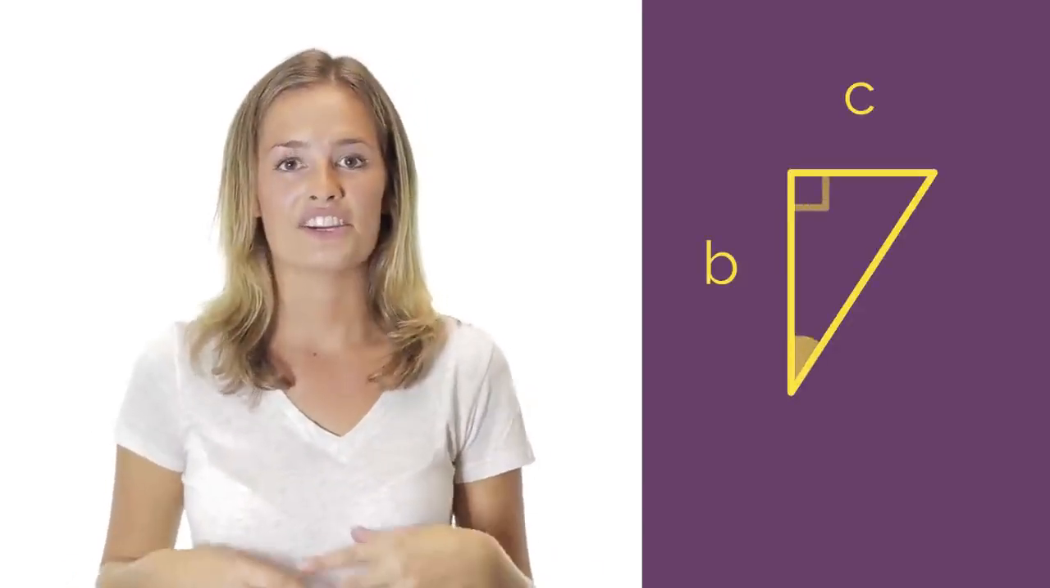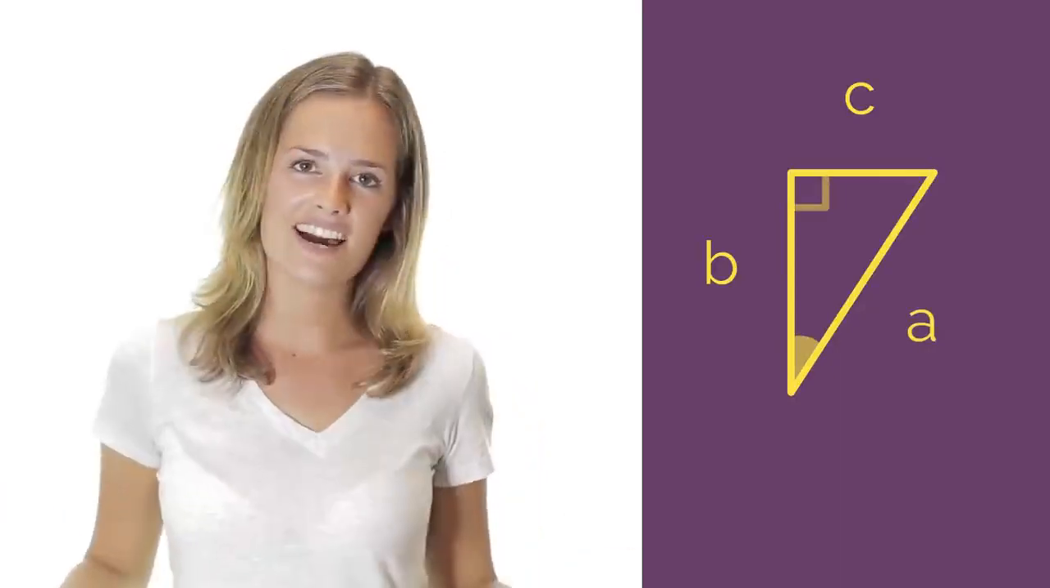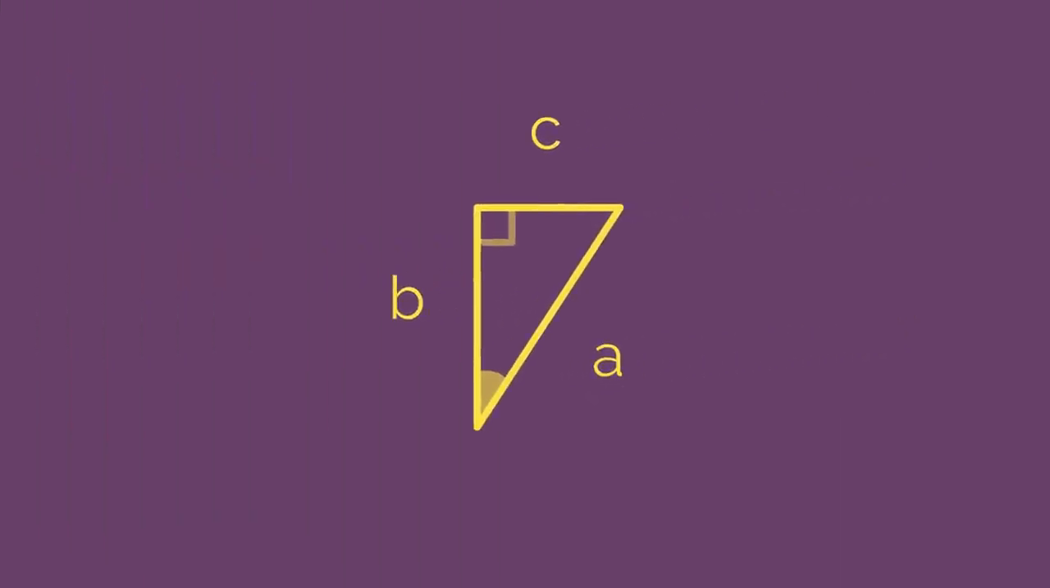But why is it useful? If you know the lengths of two sides of a right-angled triangle, you can really easily find the length of the other side. So let's have a look at an example. This is where Pythagoras' theorem comes in handy.